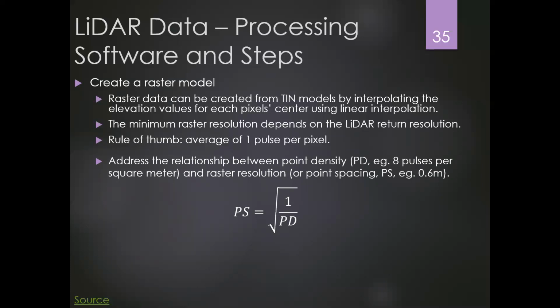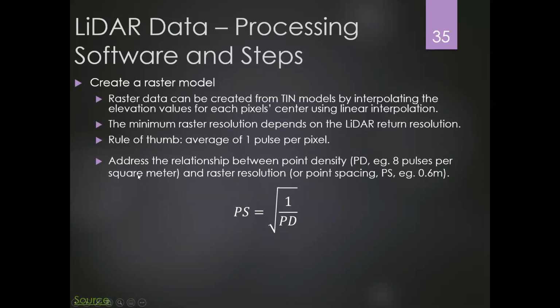Okay. So the minimum raster resolution, or in other words, the size of the area represented by what? By a pixel. It depends on the LiDAR return resolution. So at least there should be an average of 1 pulse for each pixel. Within each pixel, there should be a return.